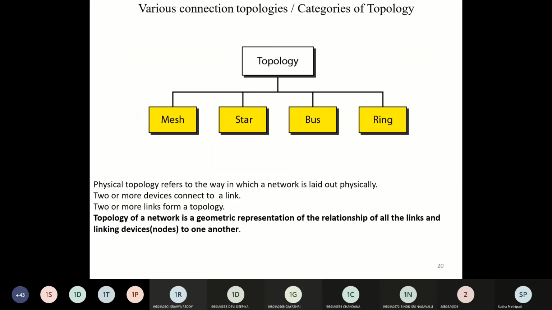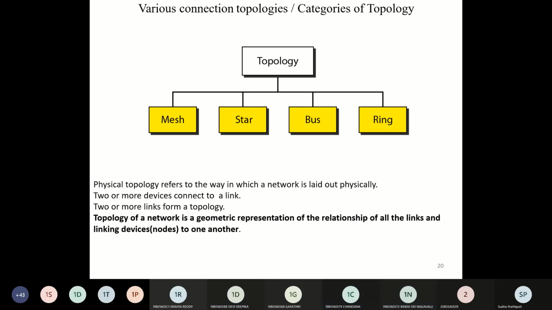Now let us move on to the next very important topic, which is physical topologies. What is meant by a topology? Topology is a connection. It's a layout of how the network communicates between different devices. That is a topology, okay? There is another definition also, which I have shown here. Physical topology refers to the way in which the network is laid out physically. Can you see the slide? Yes, ma'am.